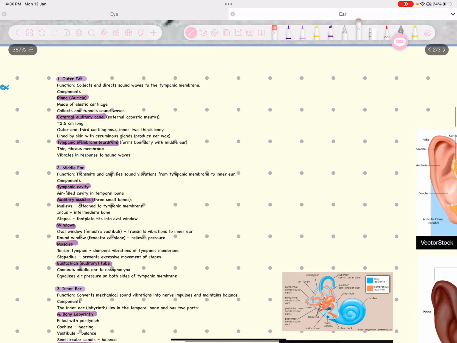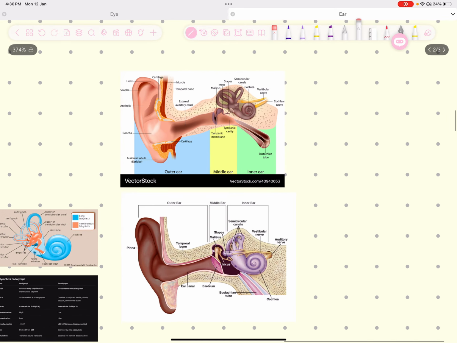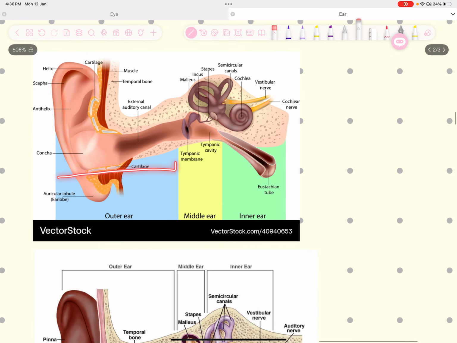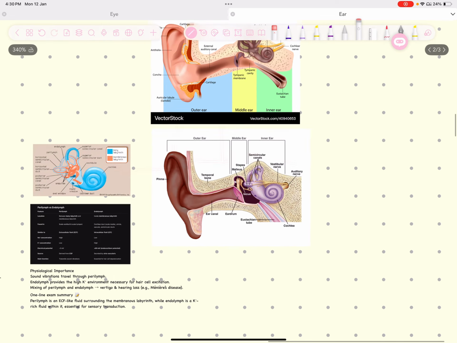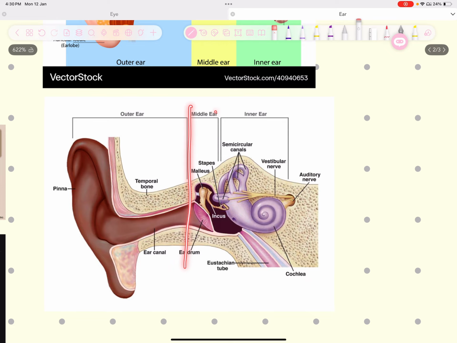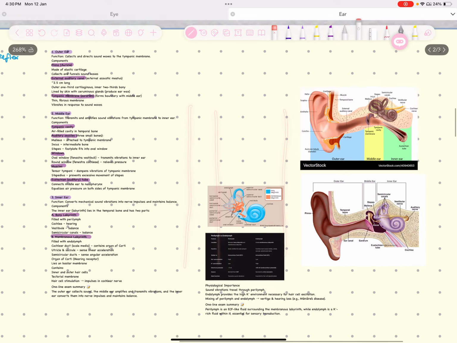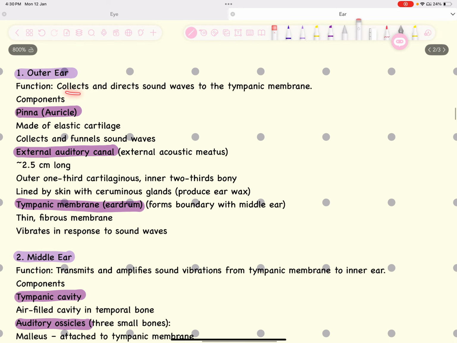So outer ear, basically in this diagram you can see this is the outer ear until here, then from here onwards you have the middle ear, and then this is the inner ear, right? So outer ear up till here, middle ear and inner ear. Outer ear's function is to collect and direct sound waves to the tympanic membrane.